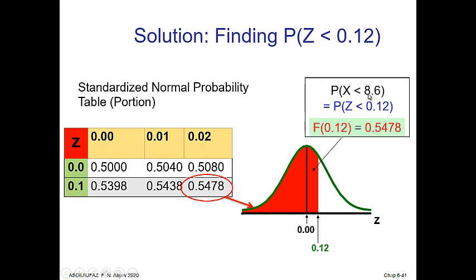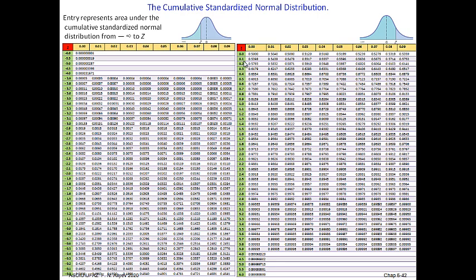Don't forget that to calculate this probability, first turn X values to Z values and then write that X less than 8.6 equals Z less than this. And then it's better to write it as a cumulative function, 0.12, and then directly using the table find this value right here. 0.12 here, 0.1 and 0.02 here, 0.5478.